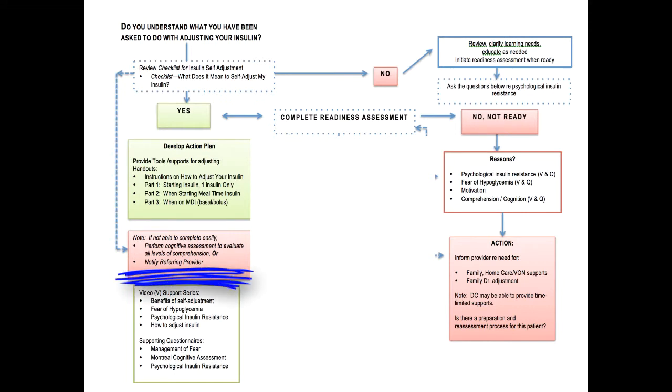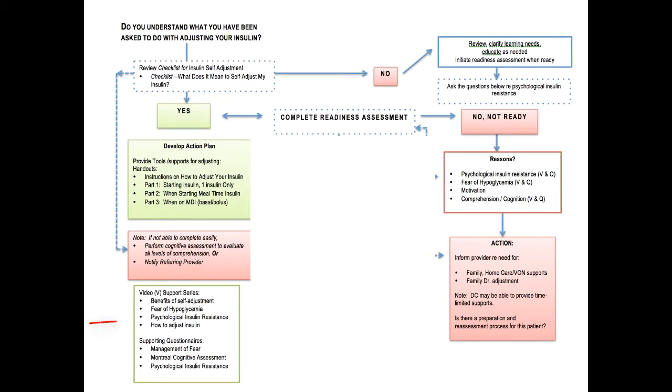If they are not ready and they are not able to complete the checklist easily, you may need to perform a cognitive assessment to evaluate all levels of comprehension, or once again notify the referring provider to let them know that their patient will not be able to adjust insulin on their own at this time.